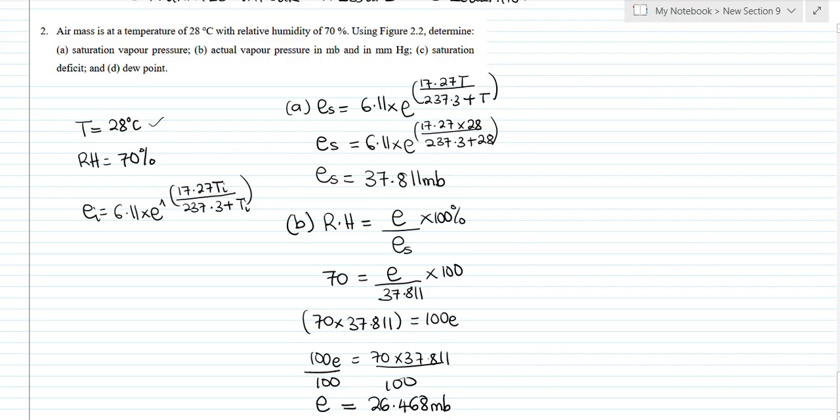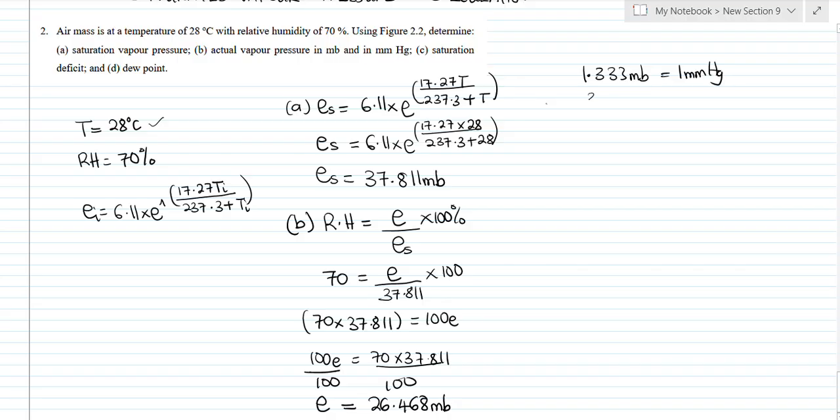Now, we are supposed to change them to millimeters mercury. So this is millibar. Now, 1.33 millibar is equal to 1 millimeter mercury. Let me verify that what I'm writing is right. So if I want to change this to millimeters mercury, 1.33 millibar is equal to 1 millimeter of mercury, right?